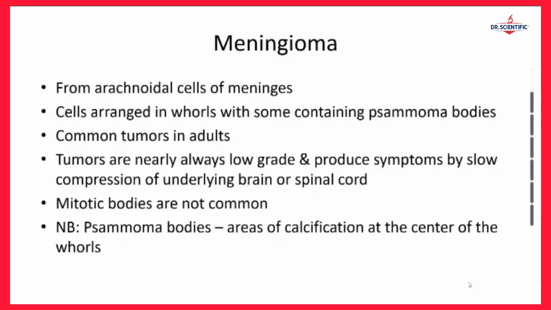Psammoma bodies are areas of calcification at the center of the whorl. So you have the cells arranged in whorls, and then in the center of it, we have necrosis, areas of calcification. That is deposition of calcium. So that's what we call a psammoma body.